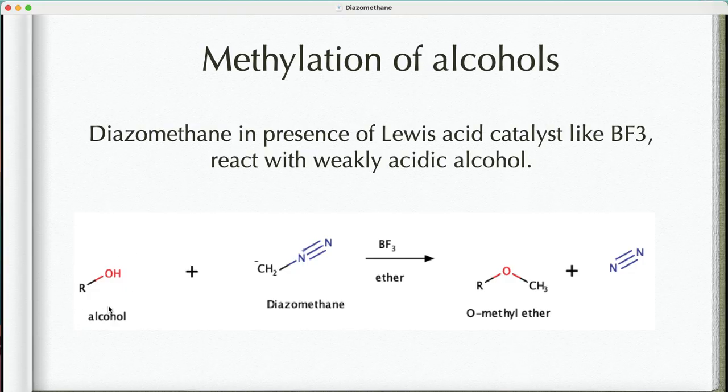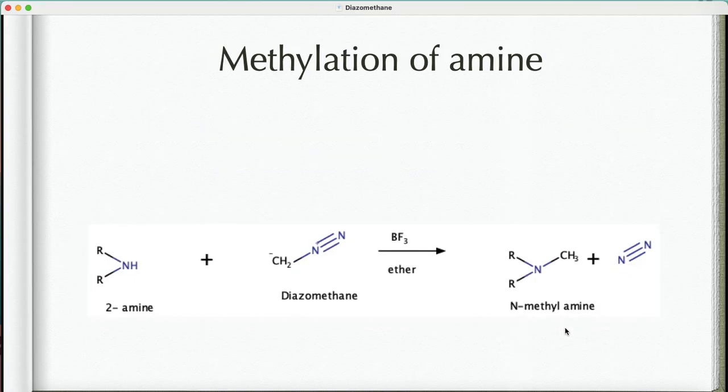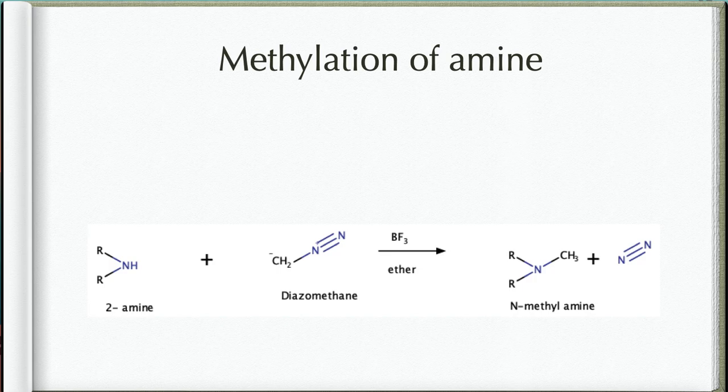That's why, when we want to carry out this methylation reaction, alcohol ROH on treatment with diazomethane CH2N2 is carried out in the presence of a Lewis acid catalyst, for example boron trifluoride in ether. We get the methyl ether, again formed by the loss of a nitrogen molecule. We get ROCH3.